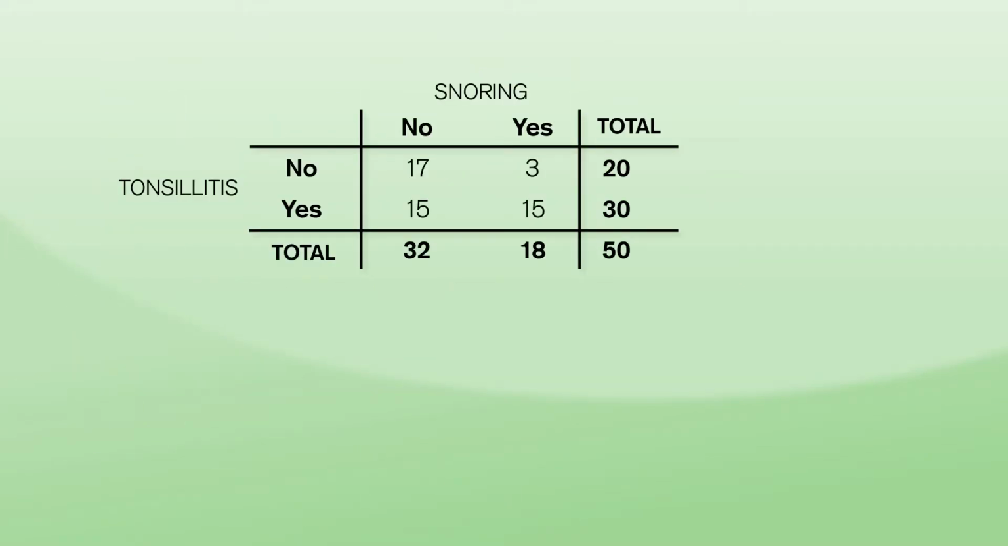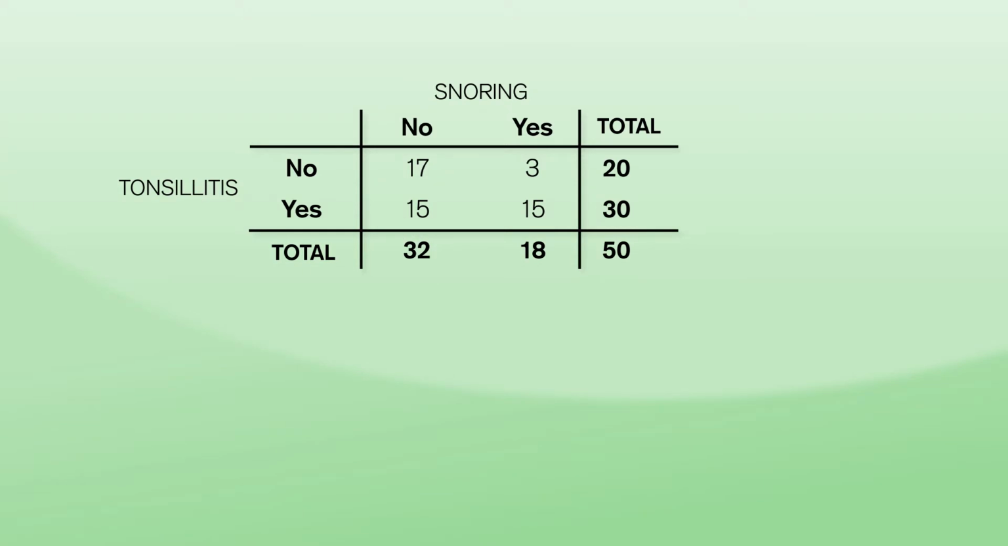We can summarise the information for all 50 children using a cross-tabulation as displayed here. This is a table showing the information for both variables, snoring and tonsillitis, simultaneously, and shows how many times each combination of responses appears. Of the 50 children, 30 had suffered from tonsillitis during their childhood, while the remaining 20 children had not suffered from this condition. Of the 50 children, 18 snored, while the remaining 32 did not.